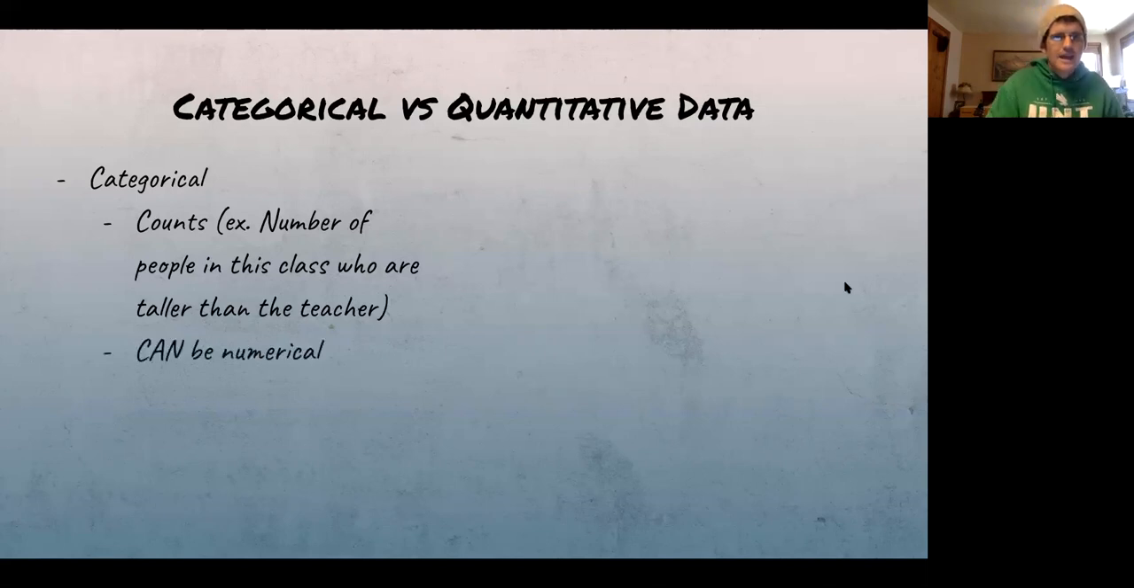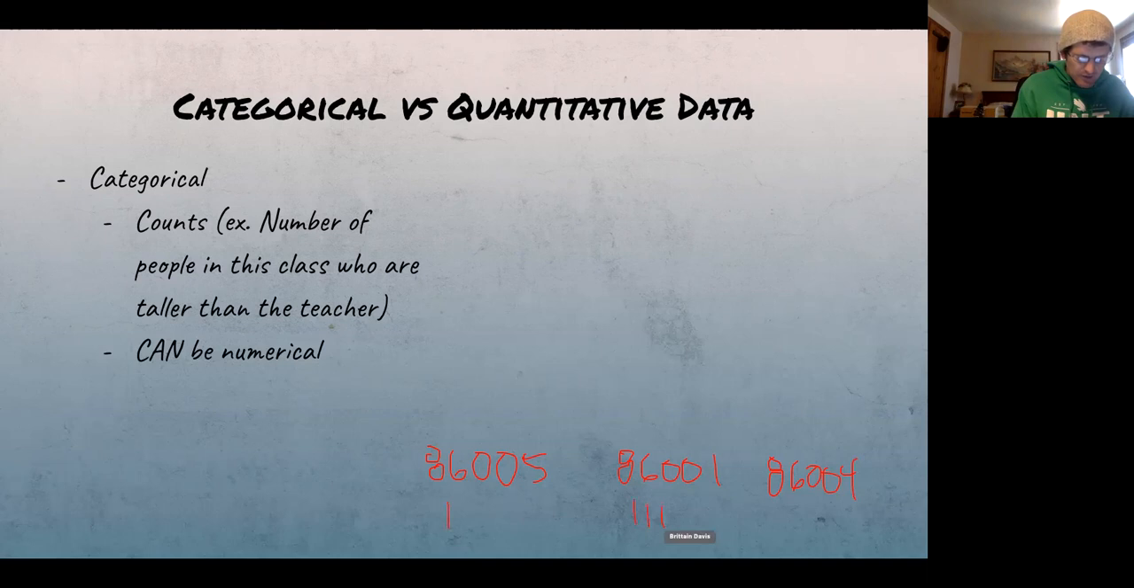The categorical data can be numerical. So you learned about this if you're talking about zip codes. I happen to live in the zip code 86005. A lot of you probably live in 86001, and some of you might live in 86004, and who knows, there's others out there. So if we count it up, let's say 4 of us live in 86001, and 4 of us live in 86004, and let's say 6 of us live in 86005, right? All we can do is count.